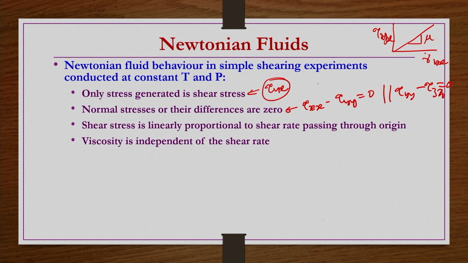Then viscosity is independent of shear rate. Whether the shear rate, gamma dot Yx, is small or large or medium, whatever the rate at which you are doing the shearing experiment, this viscosity is not going to change as long as the temperature and pressure remain constant.